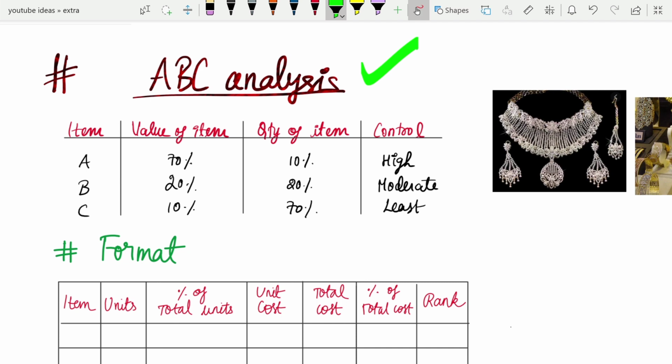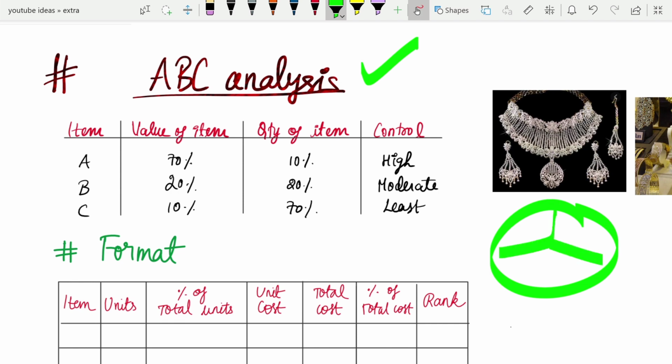So ABC analysis tells you that in your company or in your firm, you will divide your products into three parts. You are going to name them as item A, item B and item C.